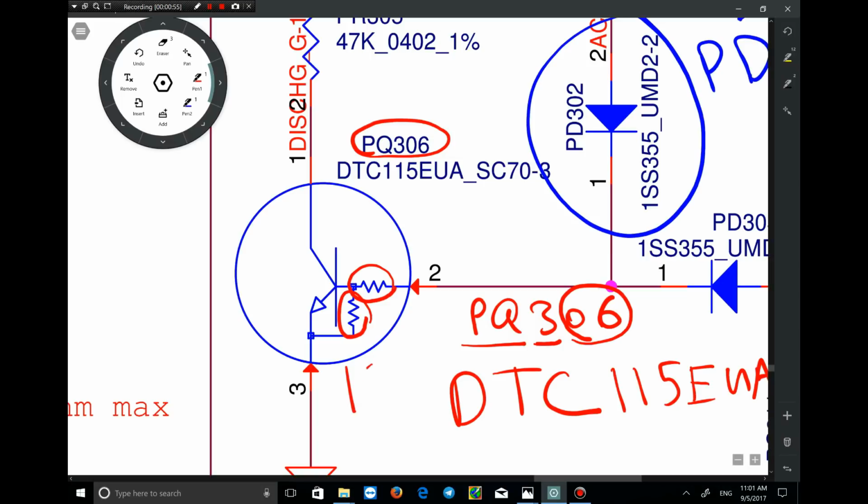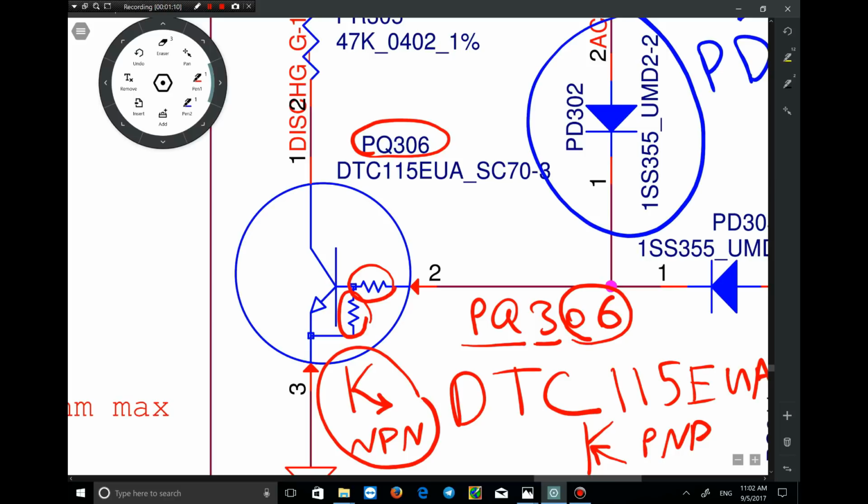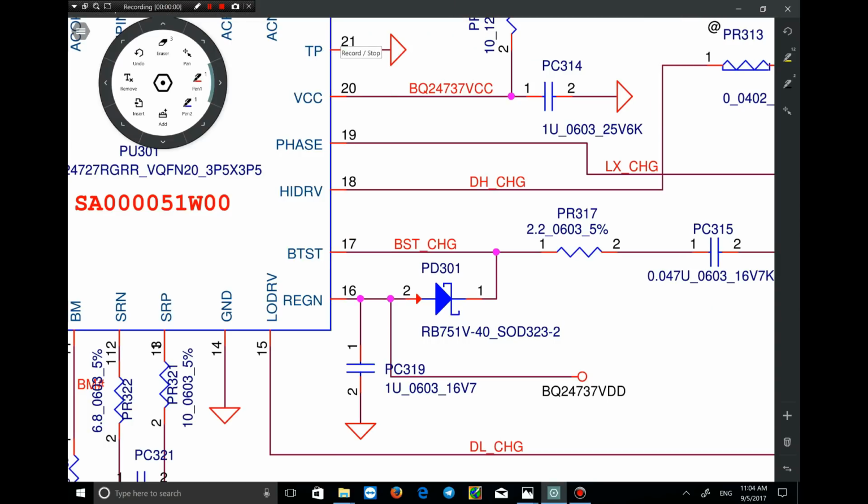There are two types of transistors. If the arrow is pointing out, it is NPN. And if the arrow is pointing in, it is a PNP, which is positive. NPN transistor is minus or negative, and PNP transistor is positive. As you see, PQ306 is a negative transistor, meaning NPN.